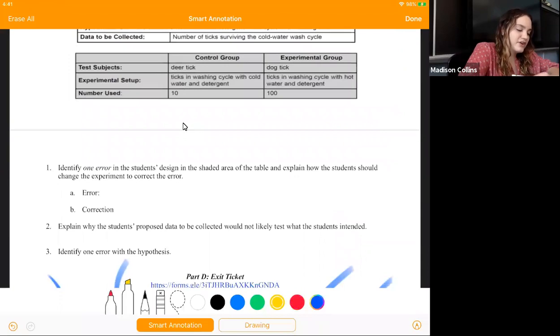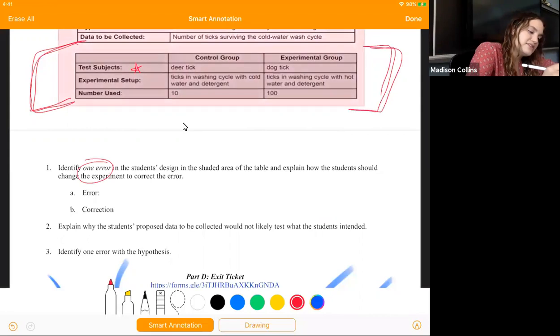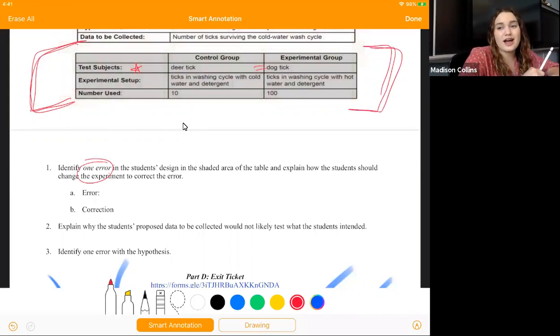So our first question is identify one error in the student's design in the shaded area of the table. So we're just looking at this section down here. And explain how the student should change the experiment to correct the error. So I'm actually going to give you guys 2 errors. The first error is that if you look here at our test subjects, we see that different subjects are being tested. In the control group, we're testing a deer tick, and in the experimental group, we're testing a dog tick. That should not happen. Your control group and your experimental group should look the exact same besides the independent variable being tested. So one error is that 2 different types of ticks are used.